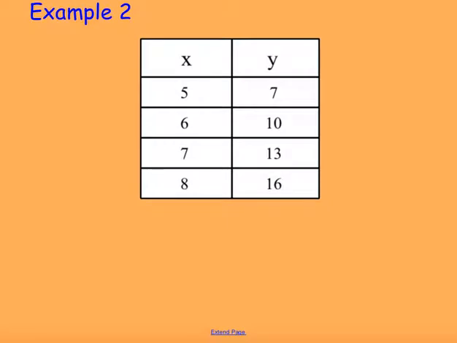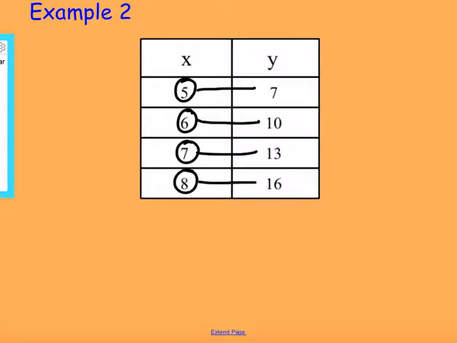So in this example, we have 5, 6, 7, and 8. 5 goes to 7, 6 goes to 10, 7 goes to 13, 8 goes to 16. And we would say, is this a function? And the answer would be yes. Okay, we have a function here because every single one of these x's goes to 1 and only one output.